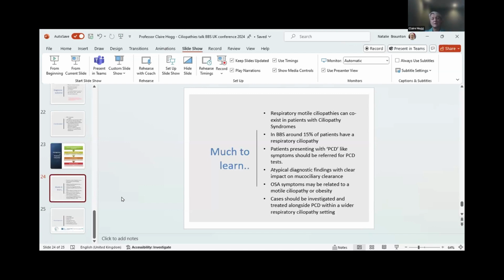But the team there are really, really good at referring the patients across, and we can do the tests, we can check for obstructive sleep apnea. And if they need either non-invasive ventilation or they need PCD type management for their respiratory ciliopathy, then we can enter into shared care.